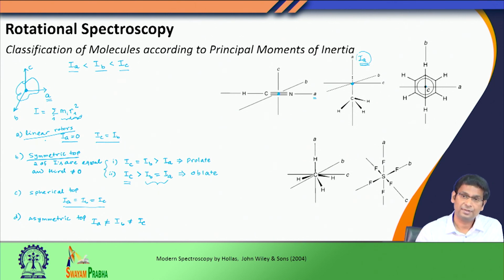But there are some molecules with specific symmetry. For example, the linear molecules would come under linear rotors. Molecules like methyl iodide or methyl chloride would come under prolate. Molecules like benzene or BCl3 would come under oblate symmetry. Tetrahedral, octahedral molecules come under spherical top symmetry, and the majority of molecules come under asymmetric top.